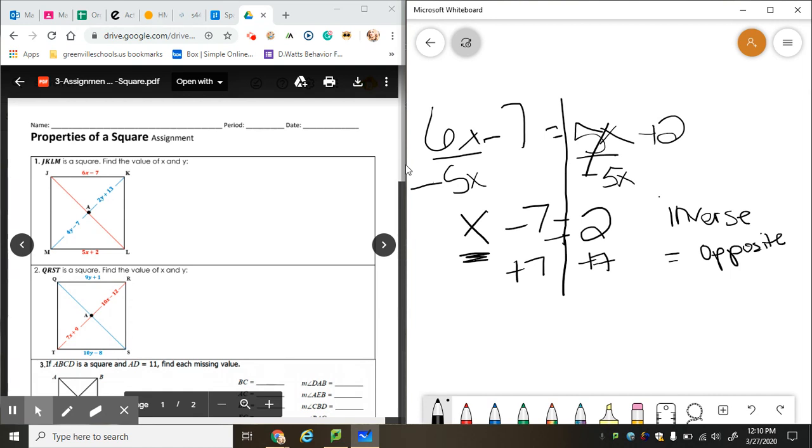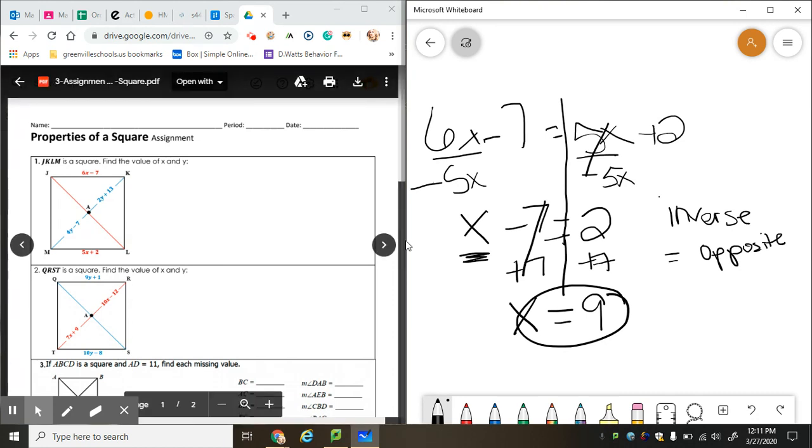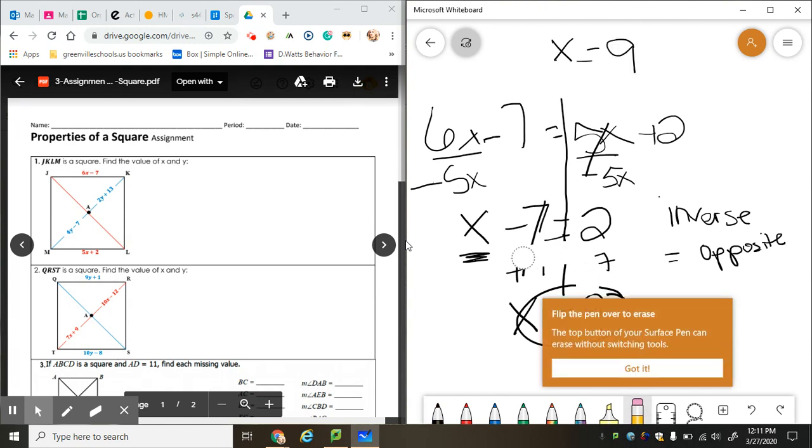Negative 7 plus 7 will be 0, just like 5 minus 5 is 0. It's just as if we flipped those, right? So then I can reduce it again. x is equal to 2 plus 7, and 2 plus 7 is 9. So x is equal to 9 for this equation. I'm going to put this up here, x equals 9, and then I'm going to erase all this.